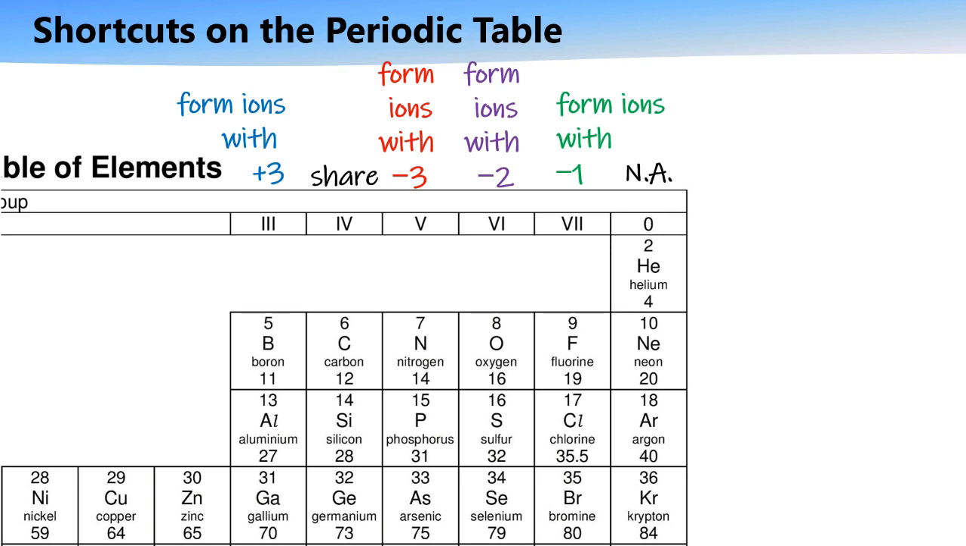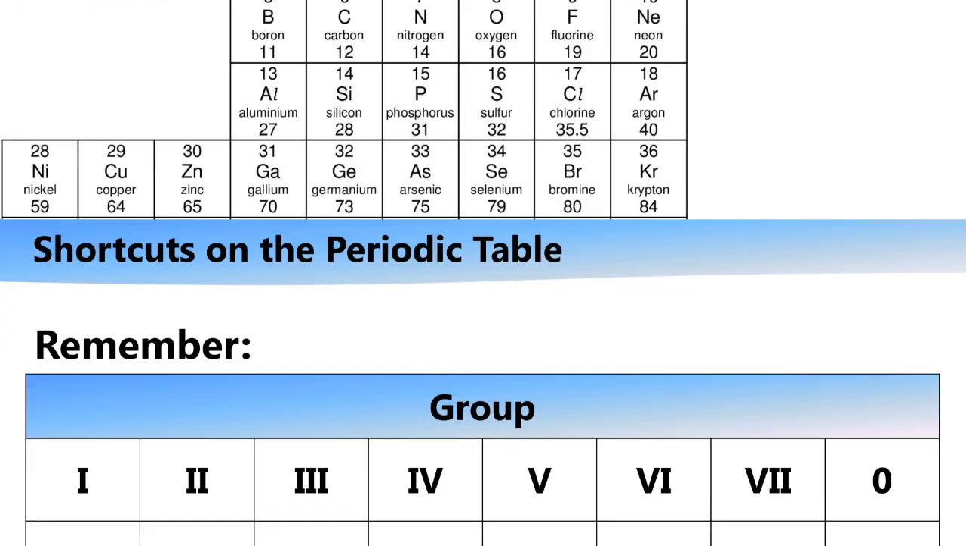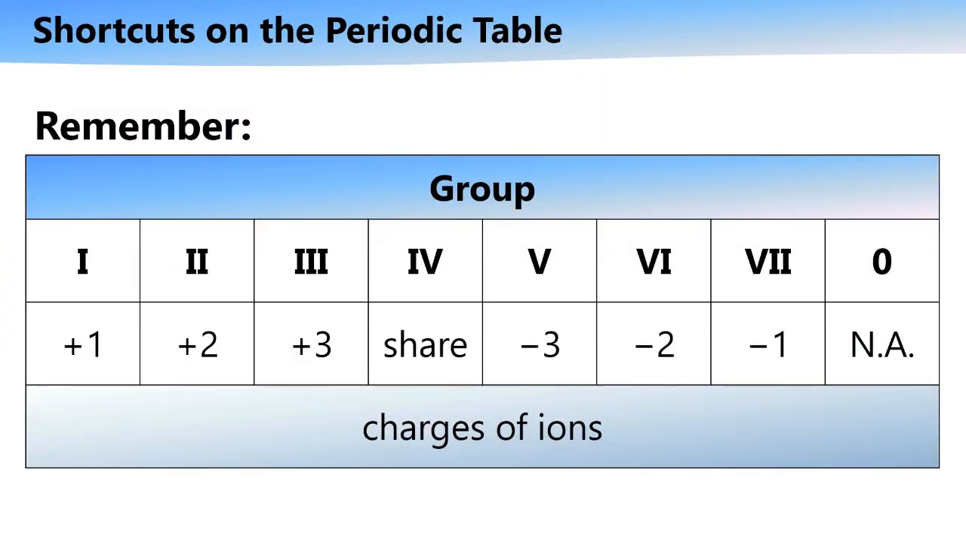Group 5 elements form ions with -3 charge. Group 6 elements form ions with -2 charge. And Group 7 elements form ions with -1 charge. We've also learned that the Group 0 elements do not form any ions, and the Group 4 elements will share their electrons, as you will learn next time. So please remember the group numbers and what charges their ions formed.